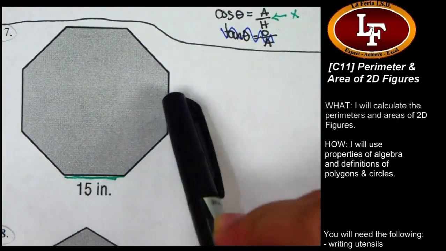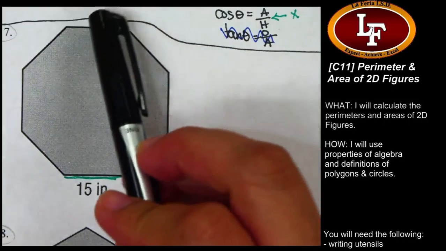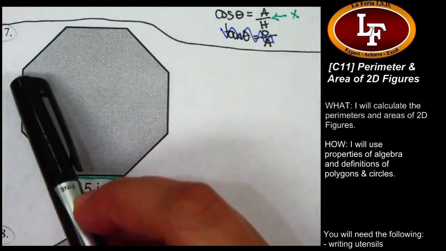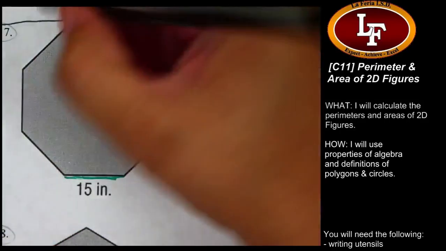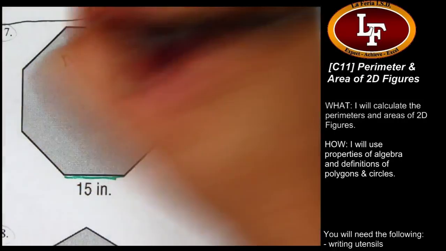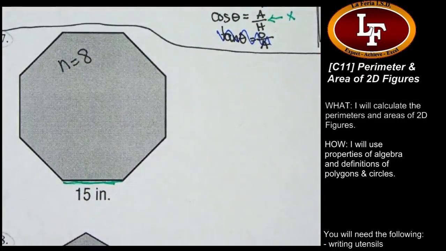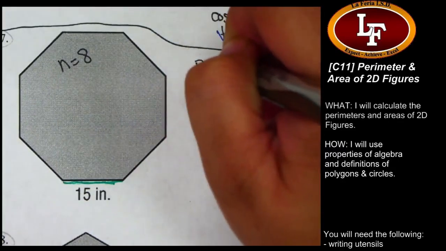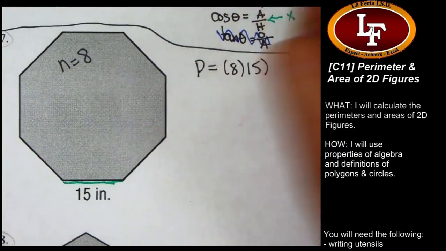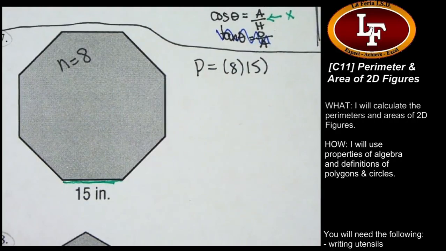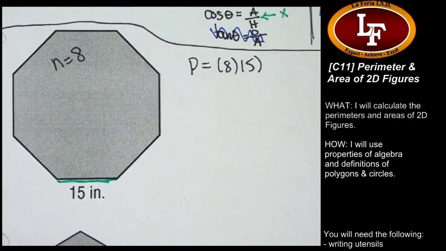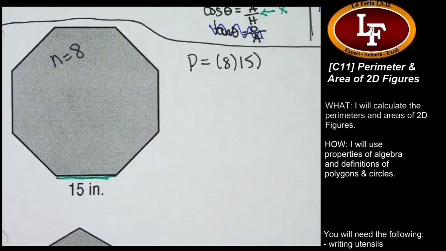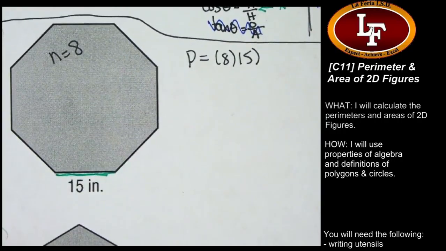1, 2, 3, 4, 5, 6, 7, 8. This is an octagon, 8 sides. So your perimeter is 8 times the side length of 15. So go ahead and take a moment, calculate that out. I won't give you the full answer for it, but you have your formula.